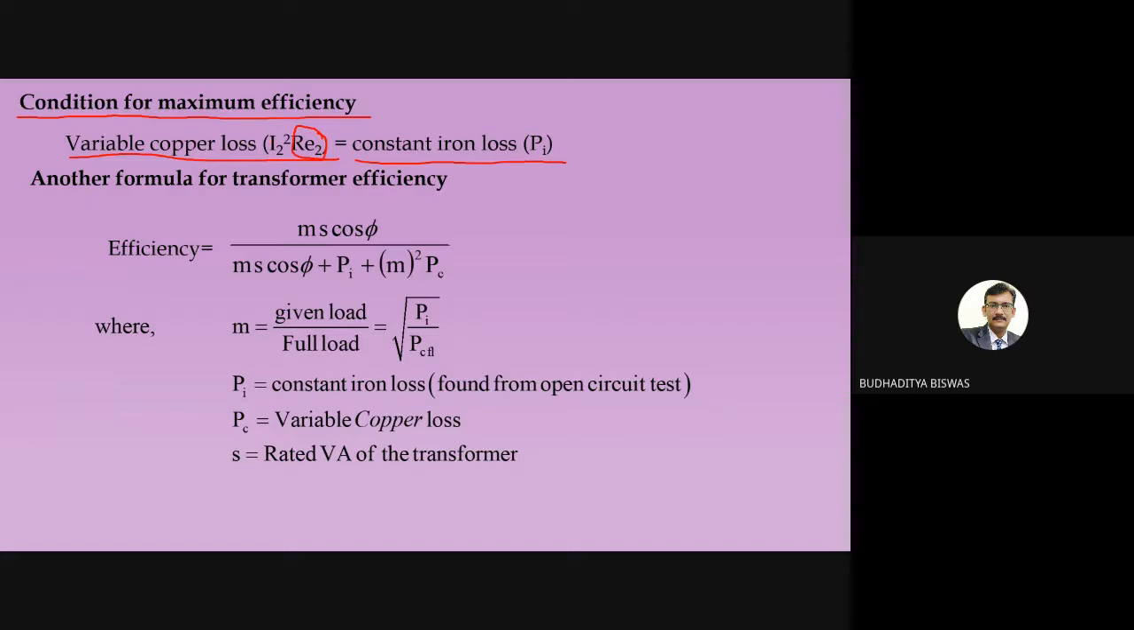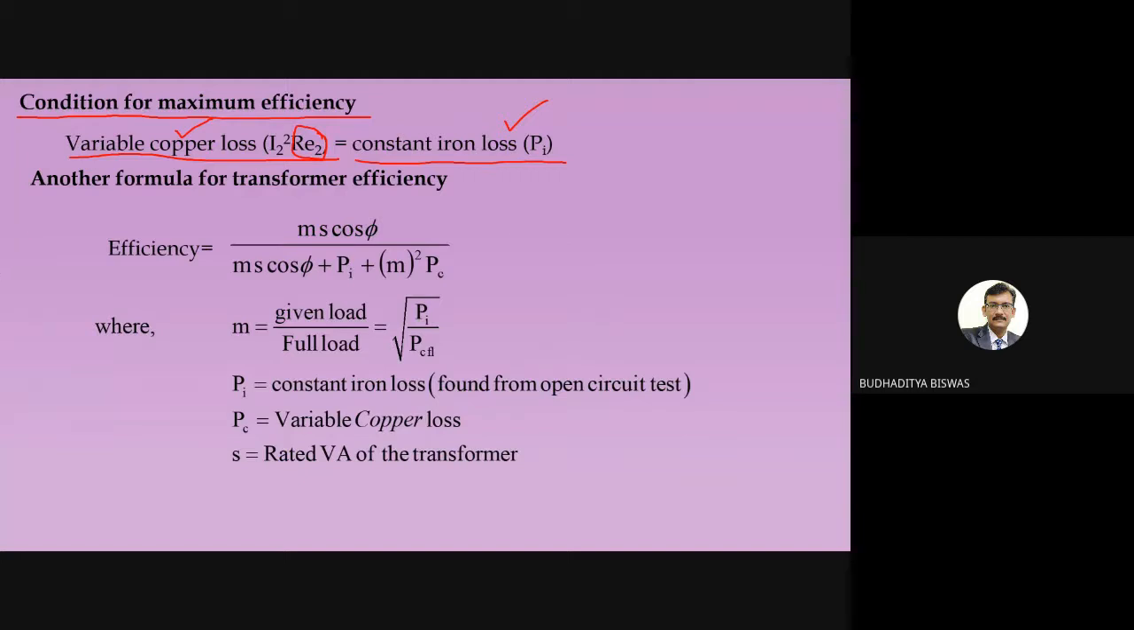But iron loss is always constant, because whatever current is taken by the secondary side, the no load current remains the same, and this is what creates the iron loss. So iron loss is a constant loss, copper loss is a variable loss, but when these two losses are equal, only then does the maximum efficiency occur.